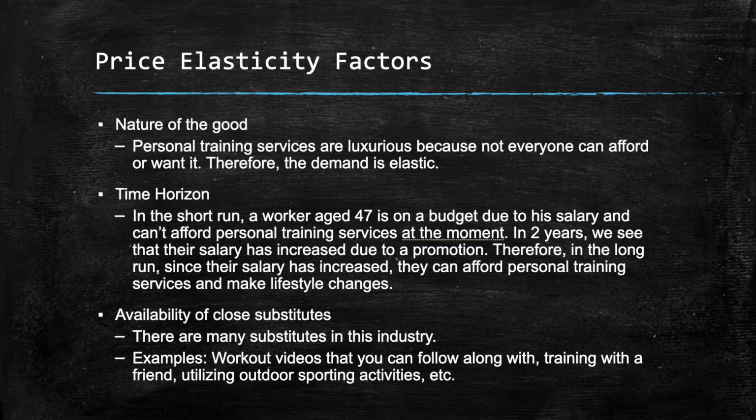All right, so now we're going to identify 3 factors that relate to price elasticity of our market, which is personal training. So we're going to discuss nature of the good, time horizon, and availability of close substitutes. So with time horizon, you have to keep in mind that you're breaking it up into 2 sections, short run and the long run. What is going to happen in the short run and what is going to happen in the long run. So first, nature of the good, right?